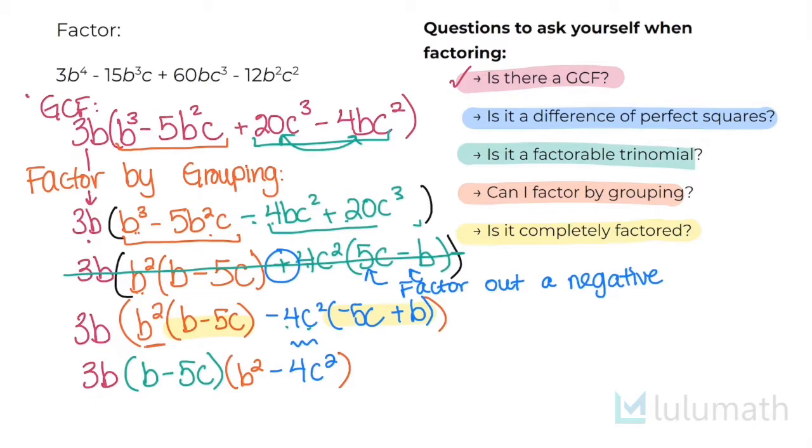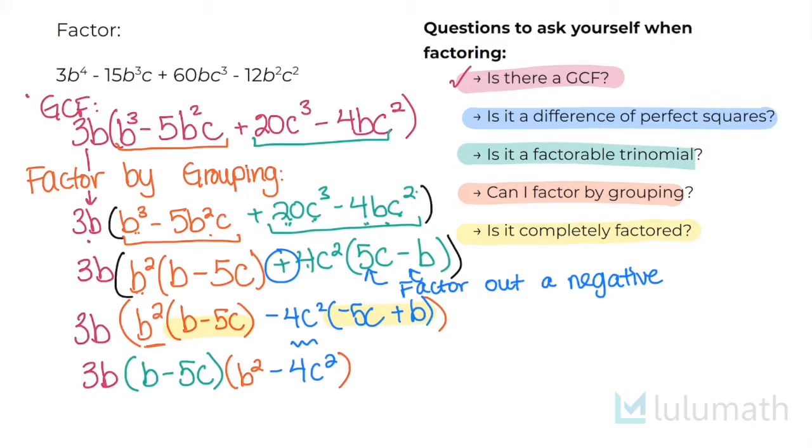And when I factor that out, this would end up becoming negative 4bc squared divided by negative 4c squared. The negative 4's cancel out, the c squareds cancel out, and then I'd have a b left over. And then 20 divided by negative 4 is negative 5, and c cubed divided by c squared is c. And then if you look here, we would end up getting the exact same thing when I'm factoring by grouping.